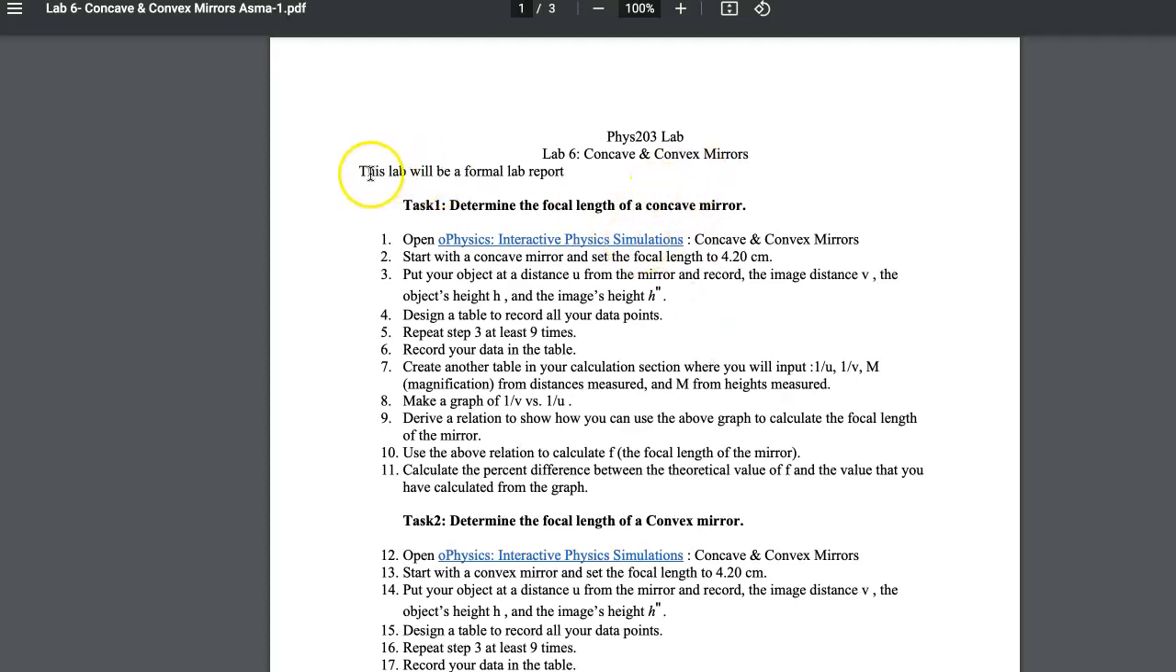And again, a reminder, it's going to be a formal lab report, which means you have to submit 2 files: the Excel file and also the Word document, which is the formal lab report.